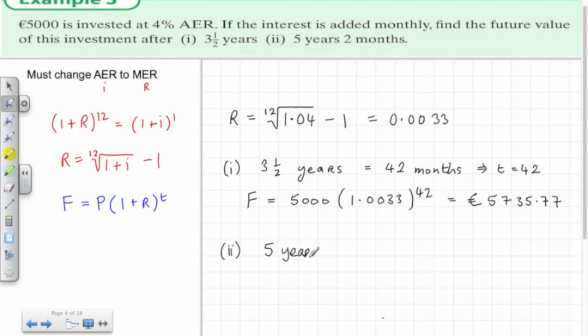The second part is done exactly the same way. 5 years and 2 months. Well, 5 12s are 60, so this is 62 months. So in this question, the only difference is that t is equal to 62.